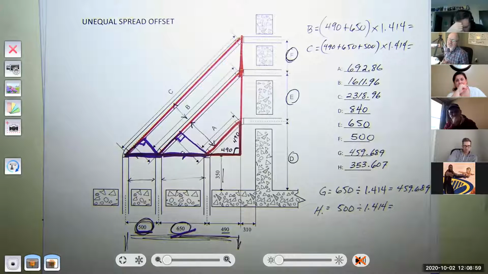Curtis, this is the process I take. There are different ways of doing this, but I will not show different ways. I'm just going to do one way, and that's it.